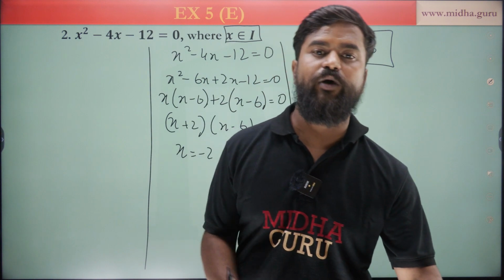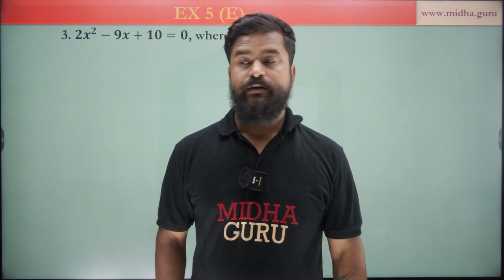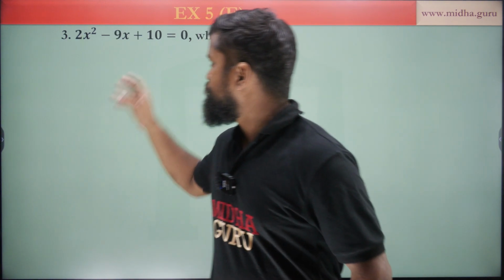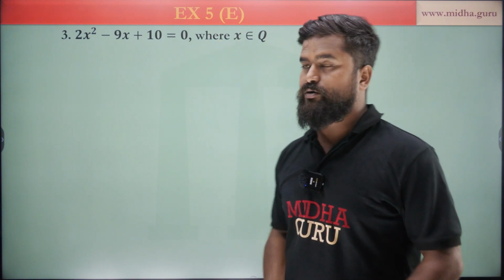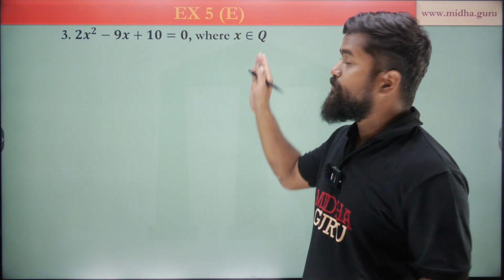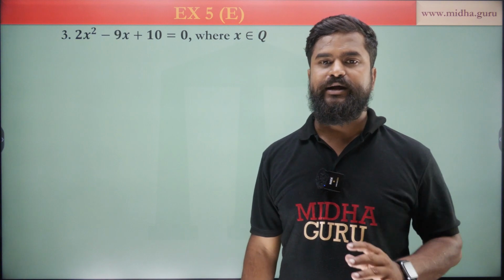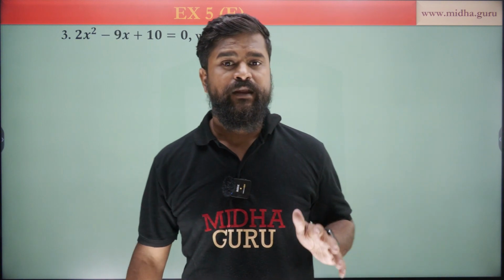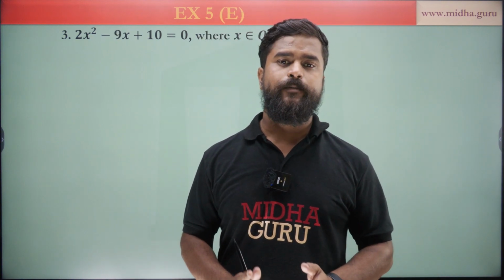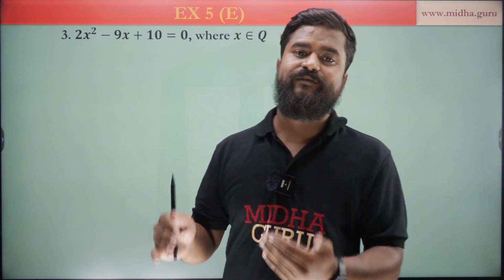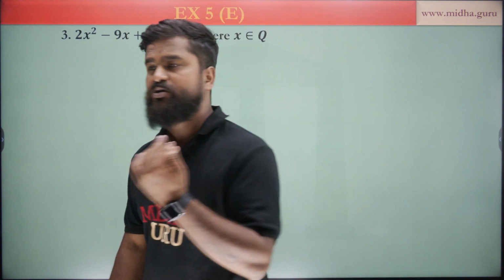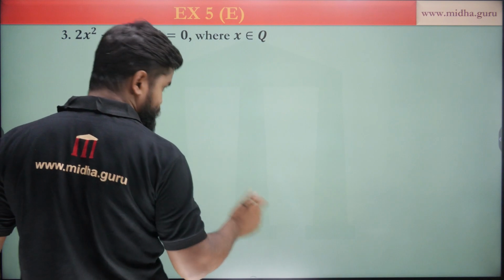Okay, now let's move on to the next question. The next equation is 2x square minus 9x plus 10 is equal to 0, where x is an element of Q, which are rational numbers. So again, we will just solve the equation first, then we will see which of these values belong to this replacement or superset.